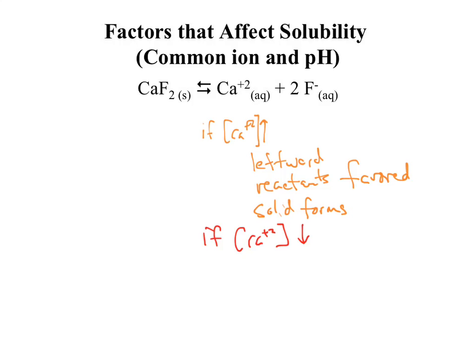If we decrease the concentration of calcium, now what happens? To the right. It's going to shift to the right. What else could we say? If it shifts to the right, there's one thing. We could say it's rightward. What's the next thing? Products form. What's the next thing? More solid dissolves.